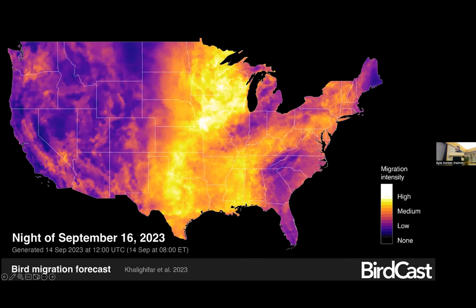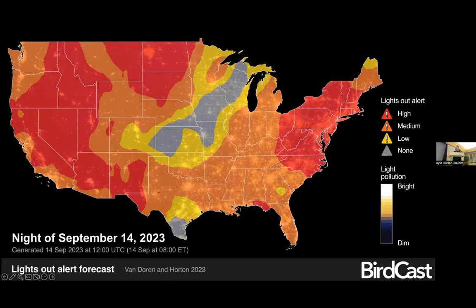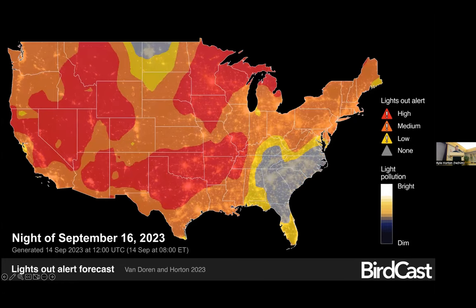So we also make lights out alert maps. So any area in red is an area that we are predicting to be one of those 10 nights for a season that 50% of birds will pass through a given area. So this is the lights out alert for tonight, tomorrow, and the night after. We're now in peak migration. So lots of the US is red with peak migration and a lights out alert.